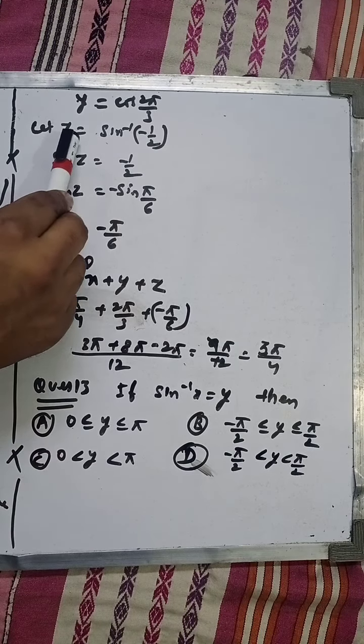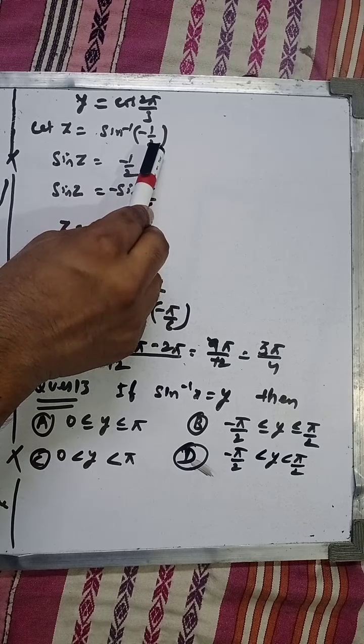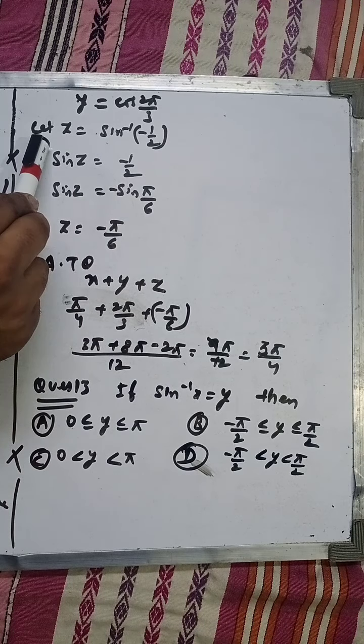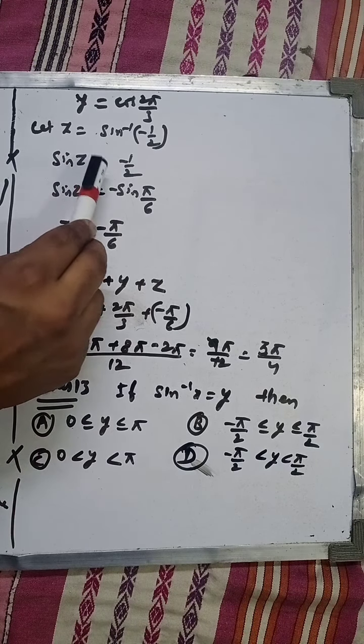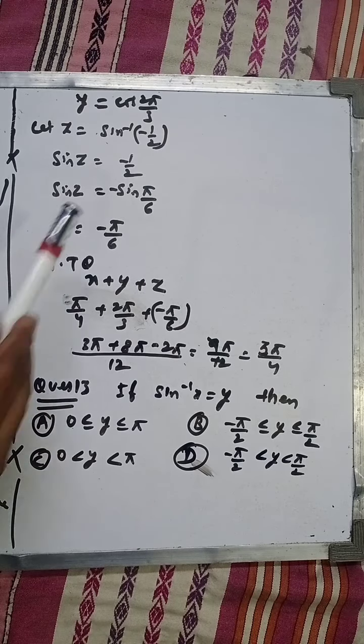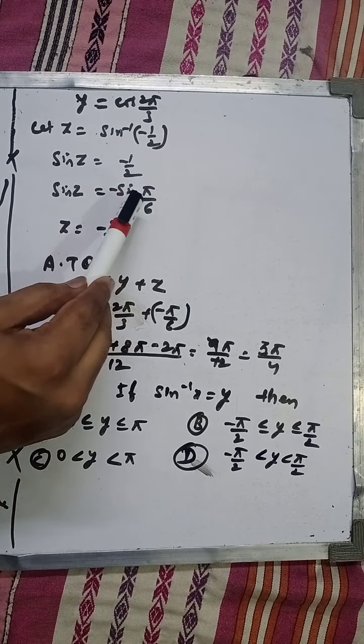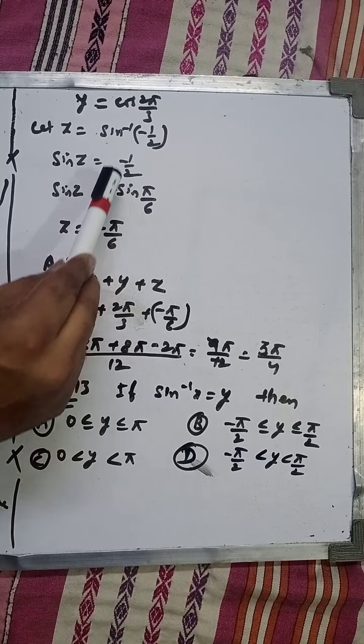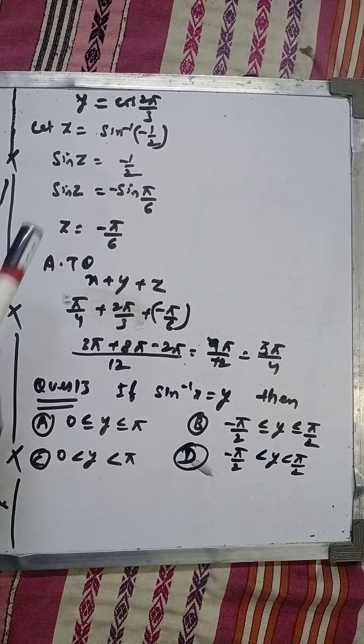And the last one is z. Z is sine inverse of minus 1 by 2. So we bring sine to the left hand side. So this will be sine z equals minus 1 by 2. The value 1 by 2 can be written as sine pi by 6, and this negative sign will remain the same. Sine z will remain the same.